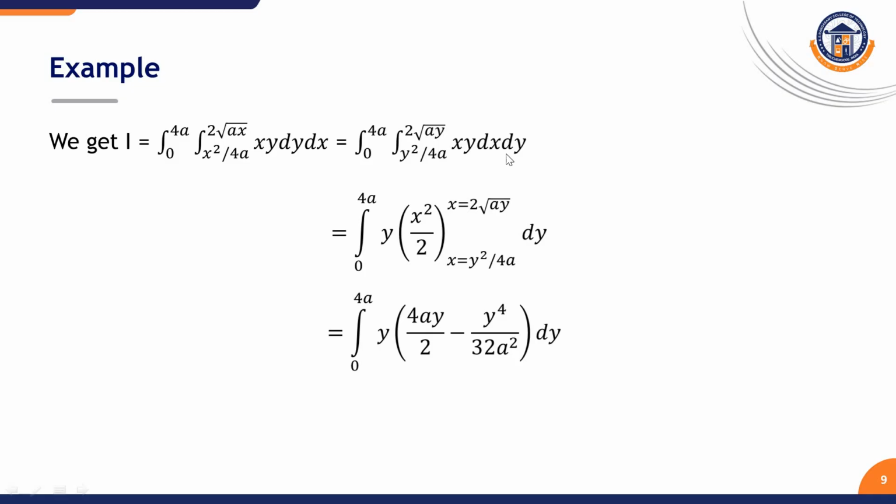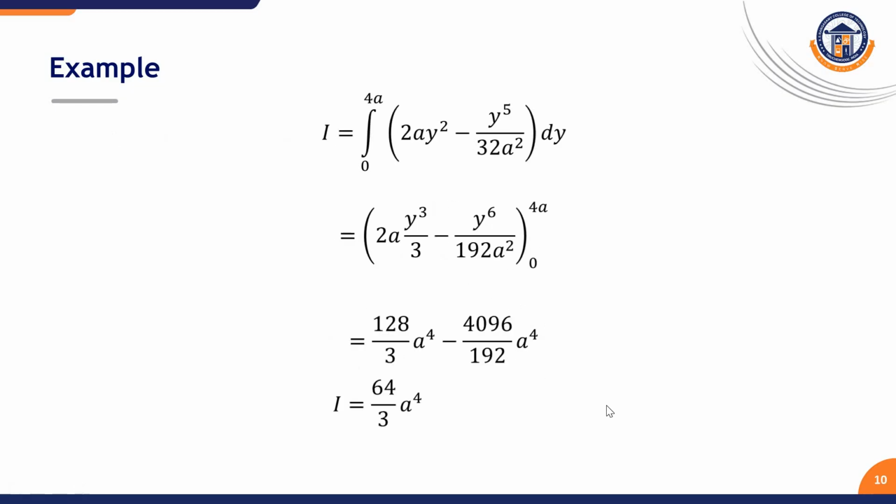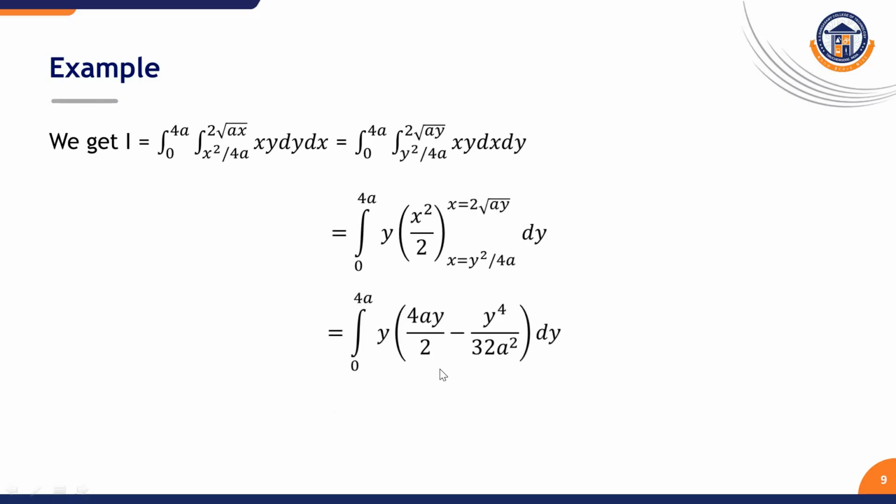First integrating with respect to x, so y is kept as constant. Integrating x, we get x squared by 2, with the limit varying from y squared by 4a to 2 root ay. Substituting the upper limit minus the lower limit: the upper limit is 2 root ay, whole squared, we get 4ay. Minus the lower limit, y squared by 4a, substituting, we get y power 4 by 32a squared. Next, the y is multiplied inside the bracket, the 2 gets cancelled, and we get 2a y squared minus y power 5 by 32a squared.